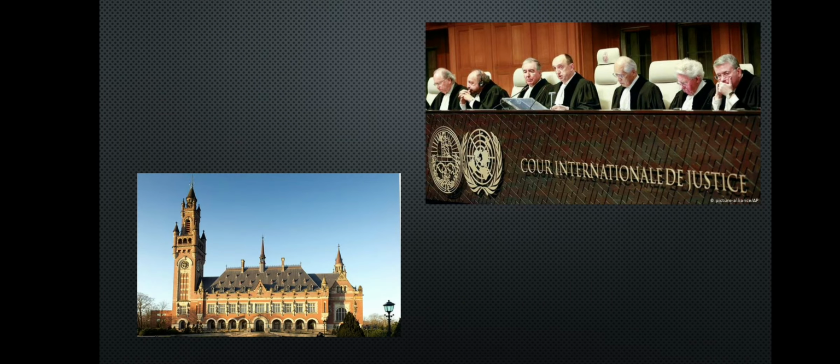The court decides disputes between countries based on the voluntary participation of the states concerned. And if a state agrees to participate in a proceeding, it is obligated to comply with the court's decision.